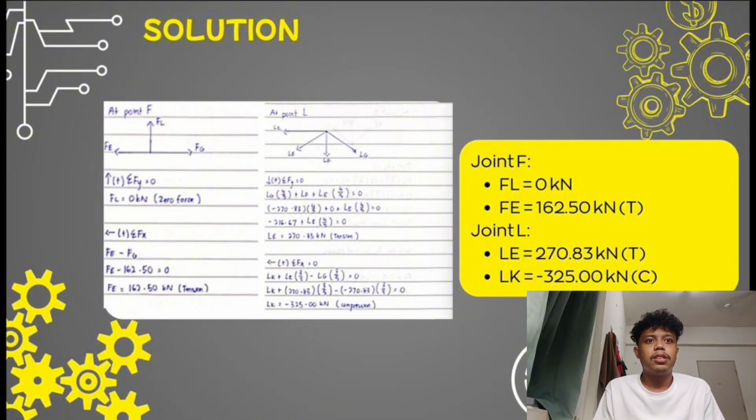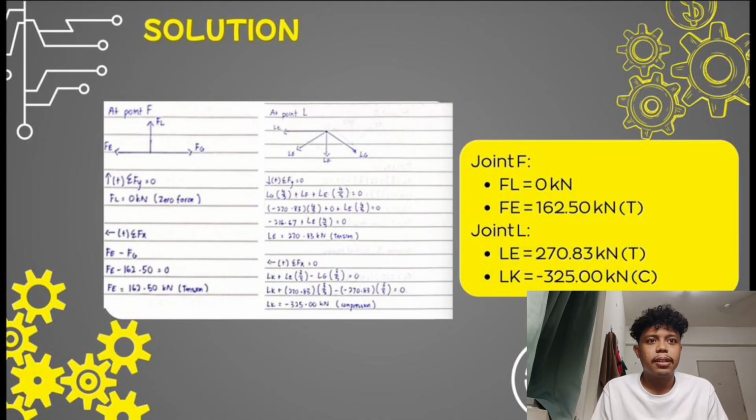Negative 270.83 times 4/5 plus 0 plus Le times 4/5 equals 0. Negative 216.67 plus Le times 4/5 equals 0. And the final answer, Le equals 270.83 kN, which means it is tension. Then we go to find the Fx, which means leftward is positive.